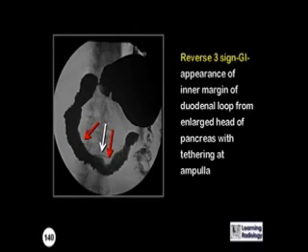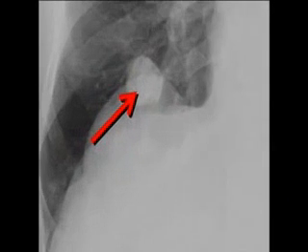This is the reverse 3 sign, which is the appearance of the inner margin of the duodenal loop from an enlarged head of the pancreas, with tethering at the ampulla, shown by the white arrow. What is the descriptive term for this appearance?